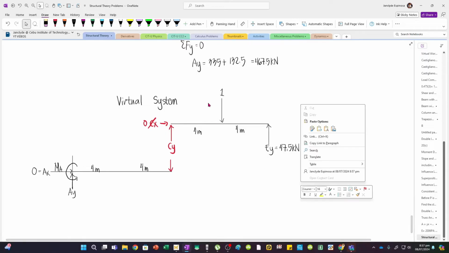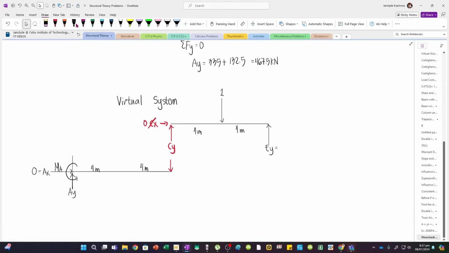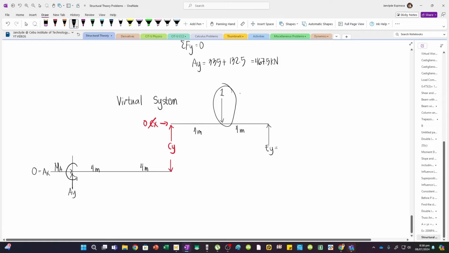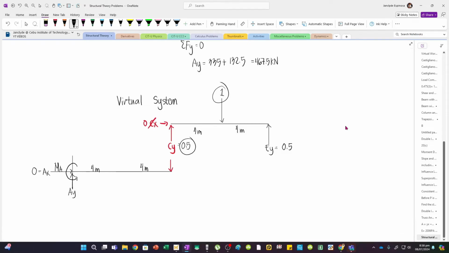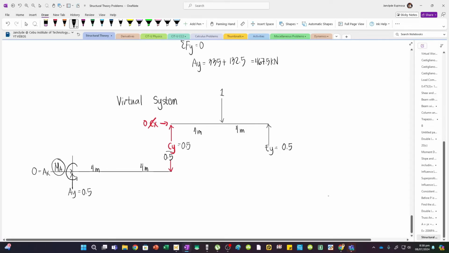So here we have 1, and there's really no need to solve the reactions in this virtual system because it's easy to solve since we only have a unit load. Therefore, my reaction at EY, since it's at midspan, is essentially 0.5 and 0.5, half of 1. And then automatically, I'll put 0.5 here. So my AY is going to be 0.5 and then MA will be 0.5 multiplied by 8 meters.